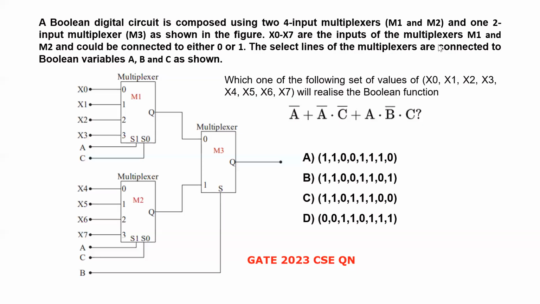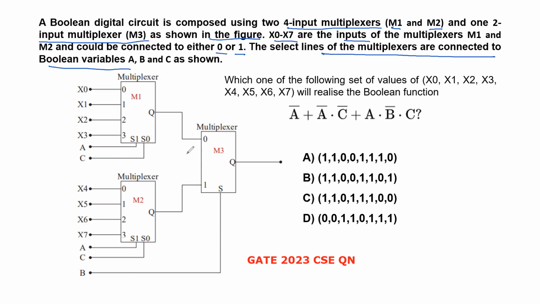Hello friends, in this video we will discuss the given problem from the GATE 2023 exam CSE question paper. A Boolean digital circuit is composed using two 4-input multiplexers M1 and M2 and one 2-input multiplexer M3 as shown in the figure. X0 to X7 are the inputs of multiplexers M1 and M2 and could be connected to either 0 or 1. The select lines of the multiplexers are connected to Boolean variables A, B, and C as shown.